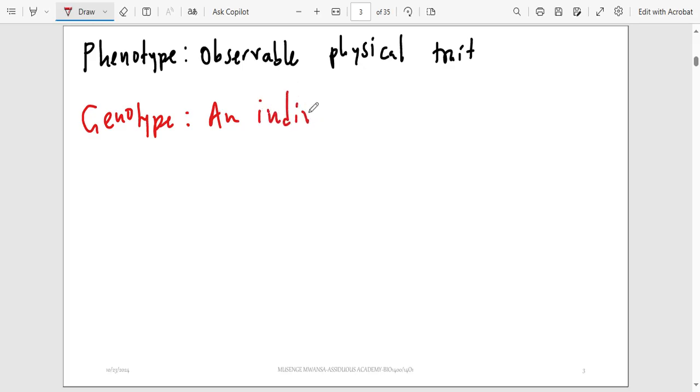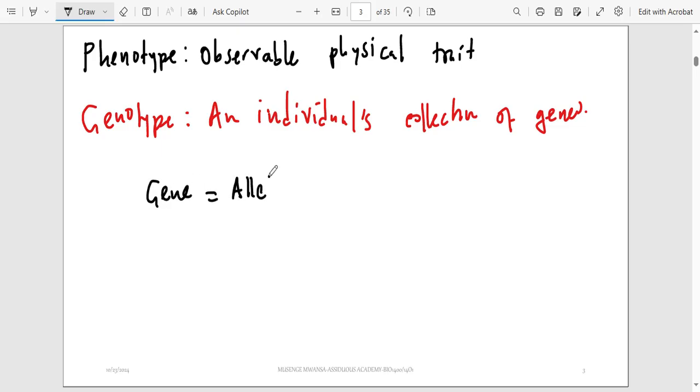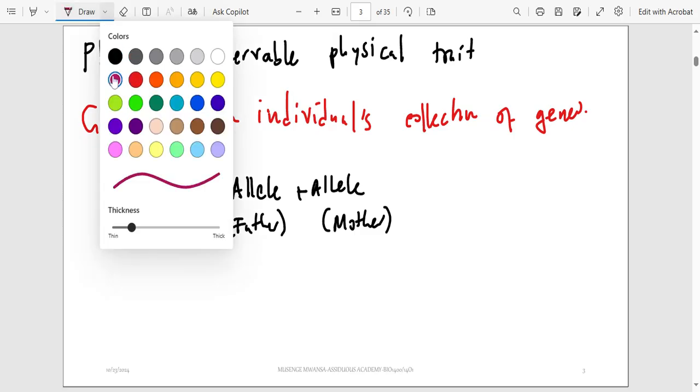An individual's collection of genes. Now, for your genetic makeup, you don't only have one gene. You are going to have a gene, but then information is going to be coming from your mother and from your father. So each gene is going to be made up of alleles. Gene is equal to allele plus allele. One allele is from the father, another allele is from the mother. So we define an allele as the alternative form of a gene, another form.